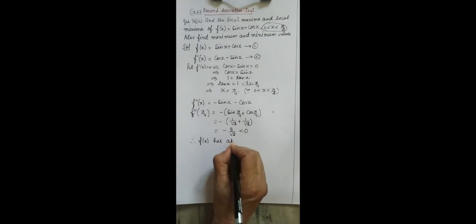So therefore my function f(x) has local maximum value at x is equal to pi by 4. If double derivative is negative, it is the point of local maxima. But what was my question? Yes, I have found the local maxima.